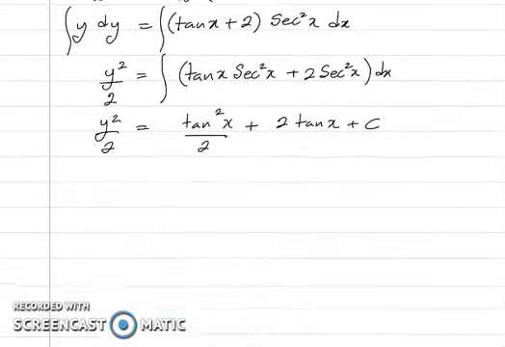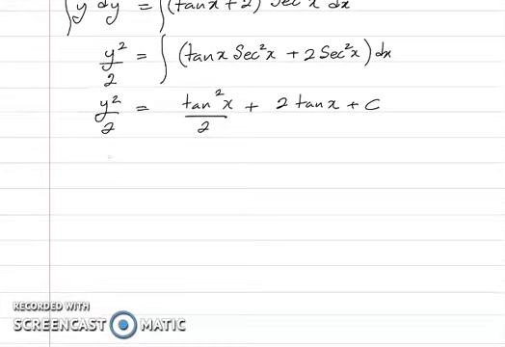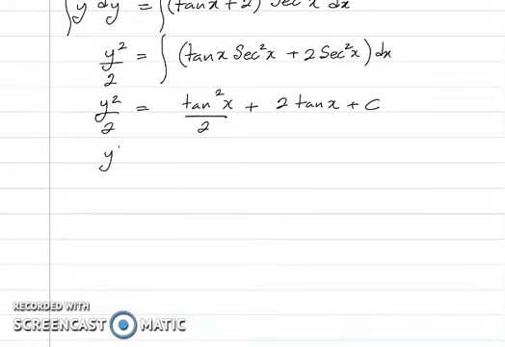Next, I'm going to multiply the entire equation by 2. So I'm going to end up with y squared is equal to tan squared x plus 4 tan x. If I multiply c by 4, I'm going to get 4c. C is a constant, so 4c is also another constant. So let's simply change from 4c to b.